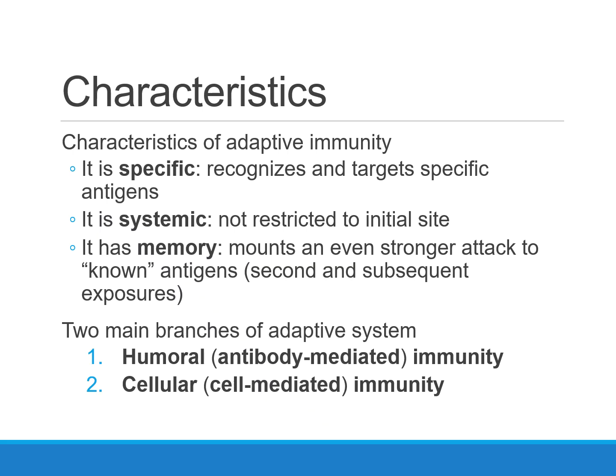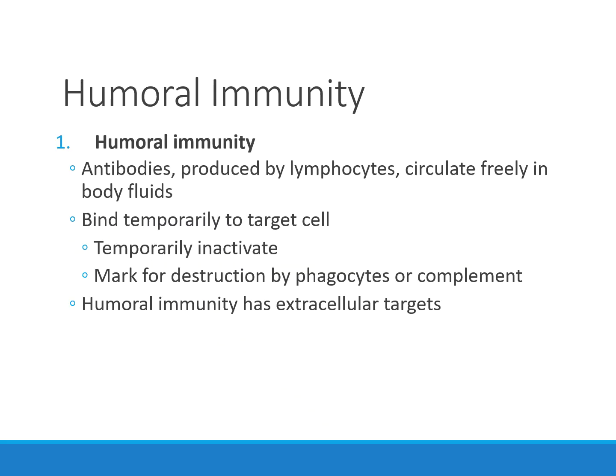There are two main branches of the adaptive system. There's the humoral, which is also referred to as antibody-mediated immunity, or AMI, and cellular or cell-mediated immunity, which is referred to as CMI. So let's talk about humoral first. Humoral is going to rely on antibodies. Antibodies are chemicals that are produced by your lymphocytes that circulate freely in the body fluid. They bind temporarily to a target, temporarily inactivate it, and mark it for destruction by the phagocytes or by complement. Humoral immunity has extracellular targets.